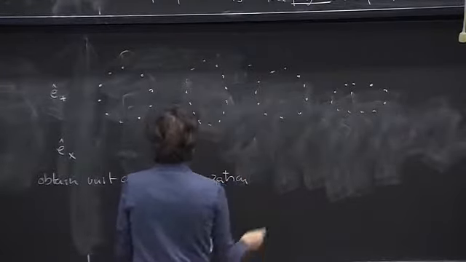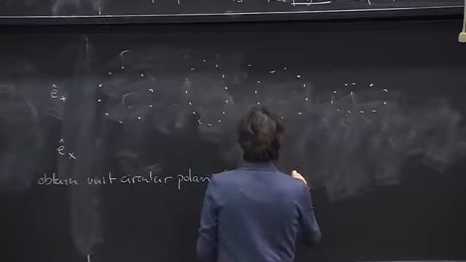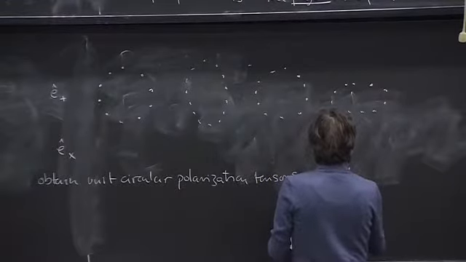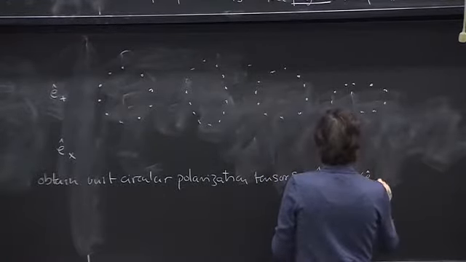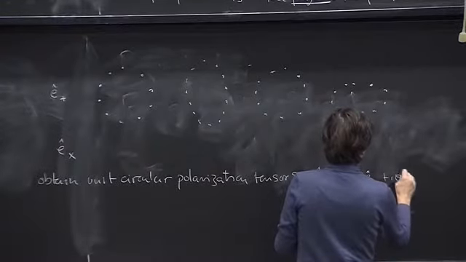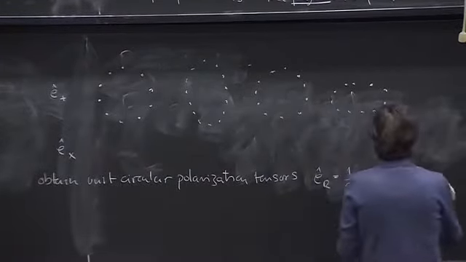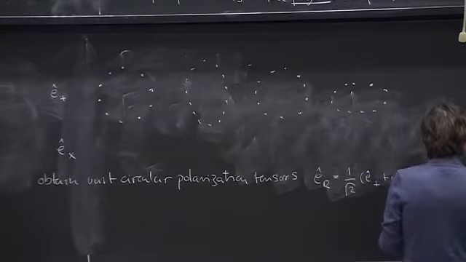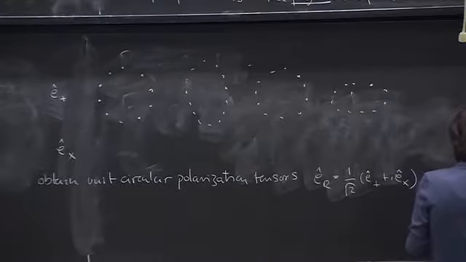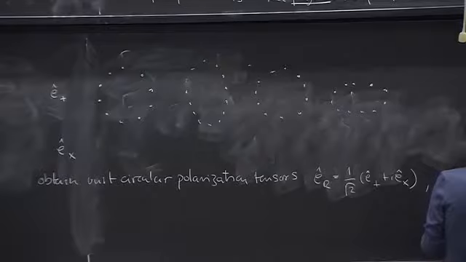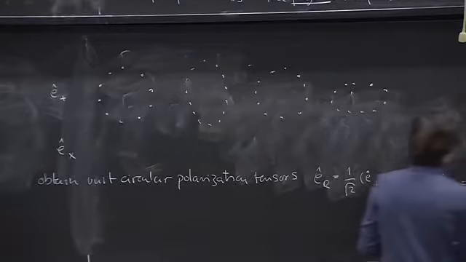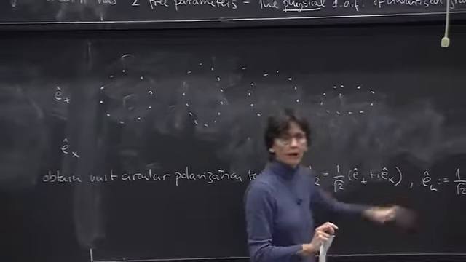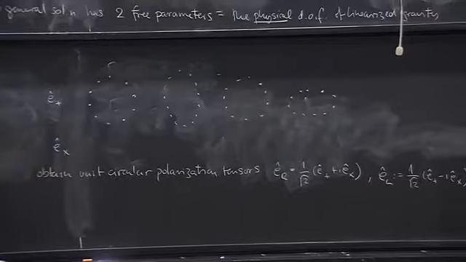Polarization with associated polarization tensors. E hat R, for right, is 1 divided by square root 2 times E_y plus i E_z, or the left circulating wave is exactly the same thing with a relative minus sign, minus i. And of course, for the physical waves, you always look at the real parts of such complex expressions.